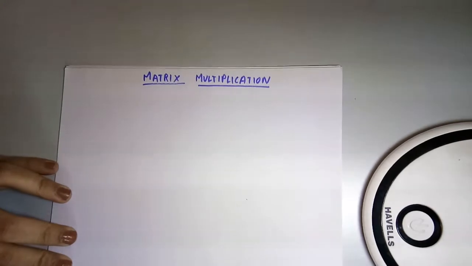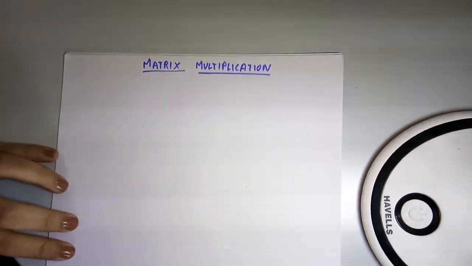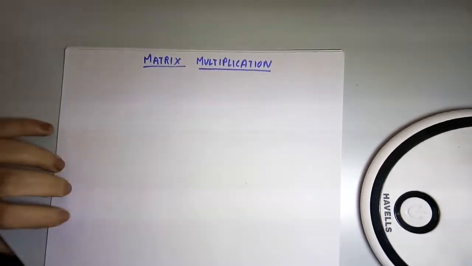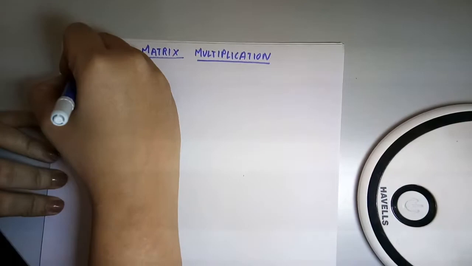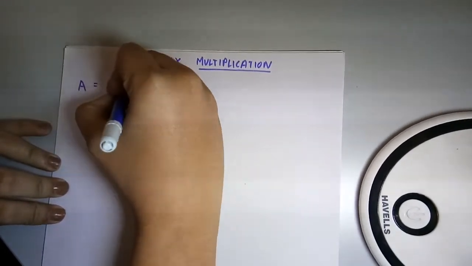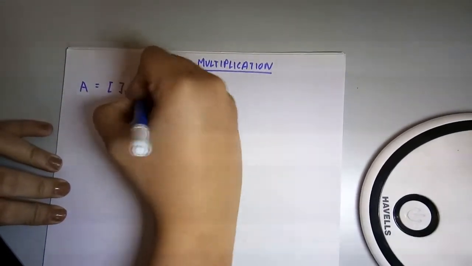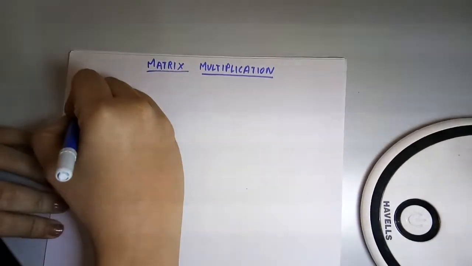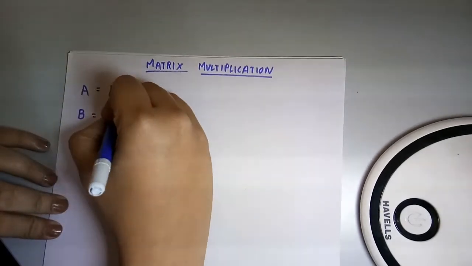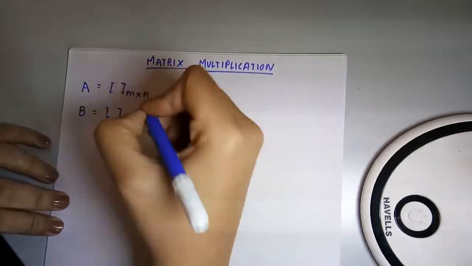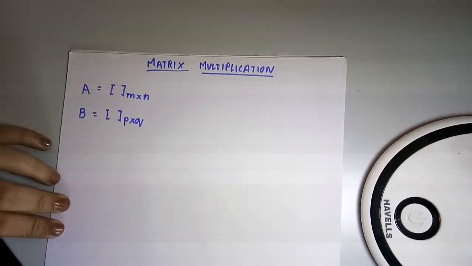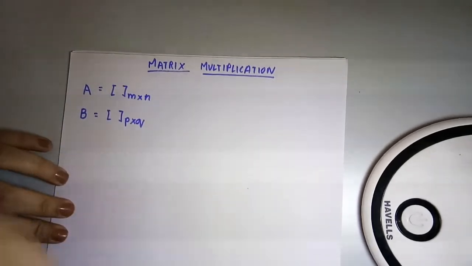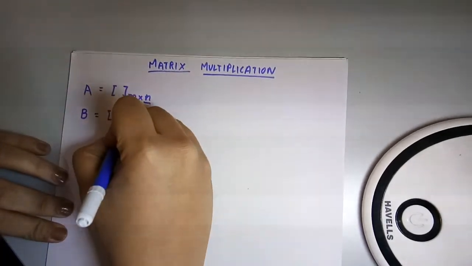Okay, so there are a few properties that are required to be fulfilled for two matrices to be multiplied. I'll tell you about them. Let us take a matrix A of order m cross n, which means that the number of rows in matrix A is m and the number of columns is n, and another matrix B which is of the order p cross q, where the number of rows is p and the number of columns is q. So the condition for A and B to be multiplied is that n should be equal to p.